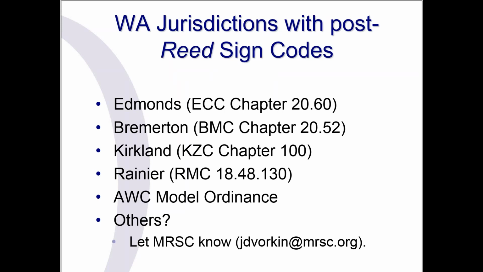And we get a lot of questions here at MRSC about what people are doing in response to Reed, and honestly it's been a pretty slow reaction. I think people have done a lot of waiting and seeing what other people are going to do. But to date, I know that Edmonds, Bremerton, Kirkland, Rainier, they've all adopted codes in response to Reed. And there's also an Association of Washington Cities model ordinance that's out there. And I'm guessing there are others. So please let us know. If you wanted to in the comments, you could let me know if you know of other regulations that have been passed, or feel free to email me.